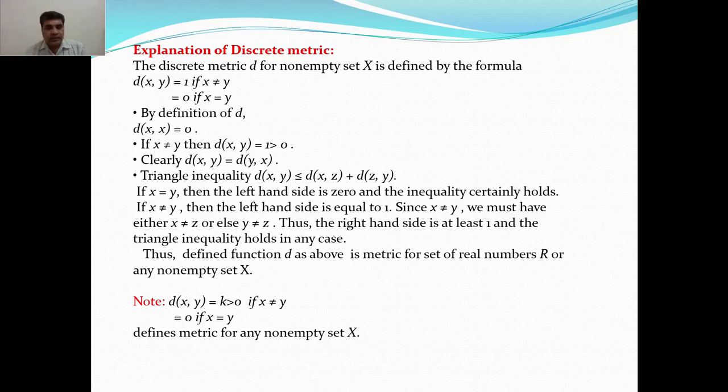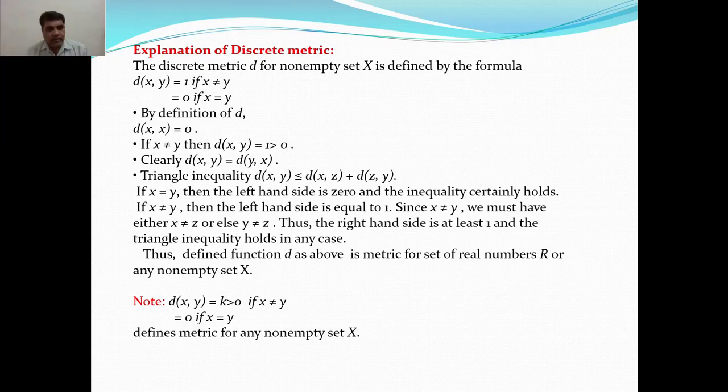Therefore, the triangle inequality is satisfied in this case also. Means D satisfies the triangle inequality. Overall, D satisfies all axioms of a metric, and therefore D is a metric for whatever non-empty set X may be. In this case, that non-empty set X together with the discrete metric D is called a discrete metric space.